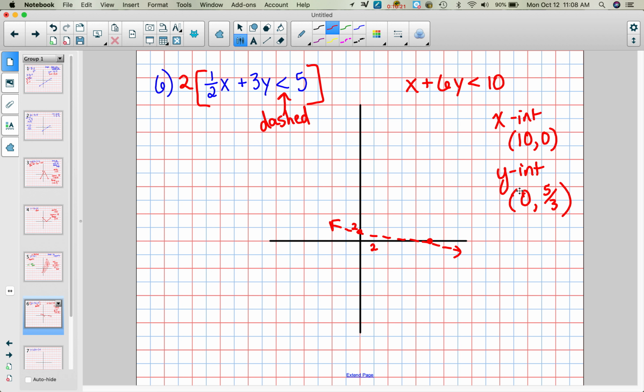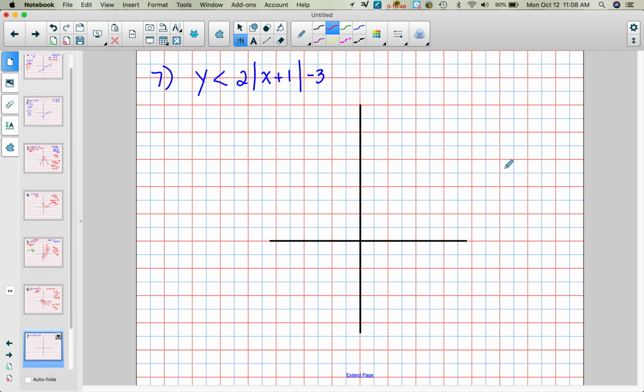And then testing a point. You can actually test a point up here in this one if you don't want to deal with the fraction. So if I test (0, 0) and plug a 0 in, I get 0 is less than 10, and that's true. So then I would be shading this side. Okay?